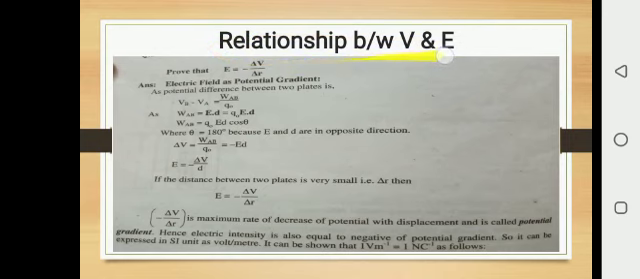Next important short question, as well as a part of a long question: what is the relationship between V and E, where V is potential while E is electric field intensity? In other words, this question comes in the paper: prove that E is equal to minus delta V over delta r. This is known as potential gradient. Electric field as a potential gradient. This is a new word, potential gradient. Now we are going to understand what is potential gradient.